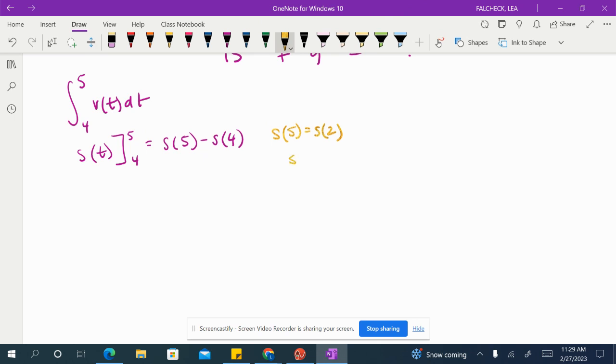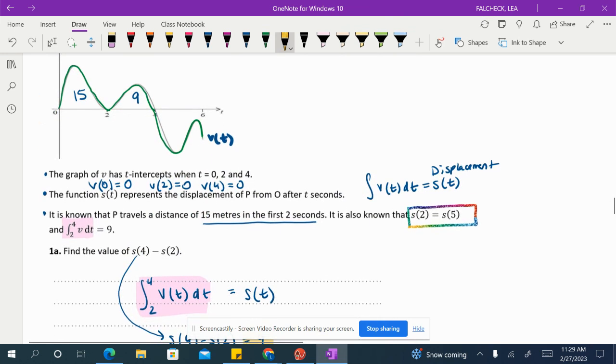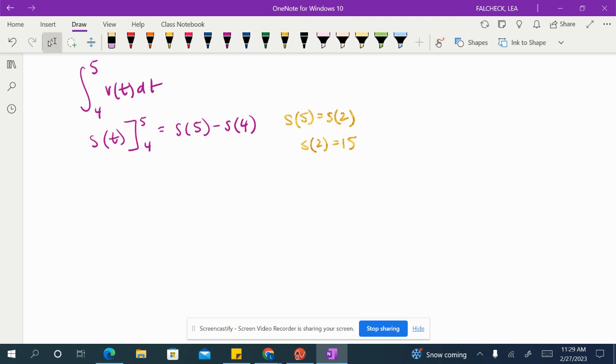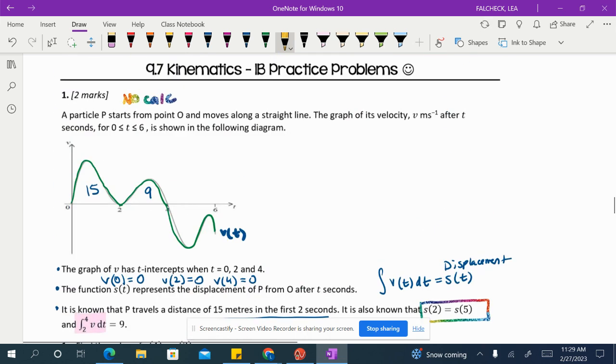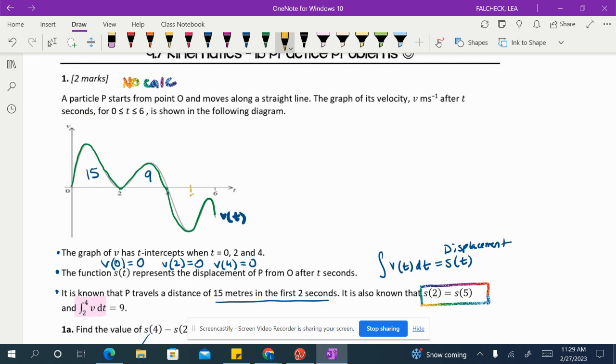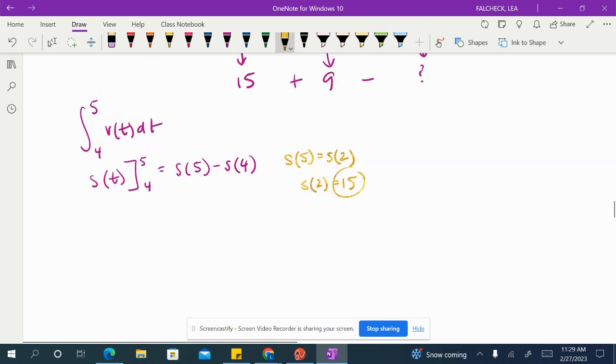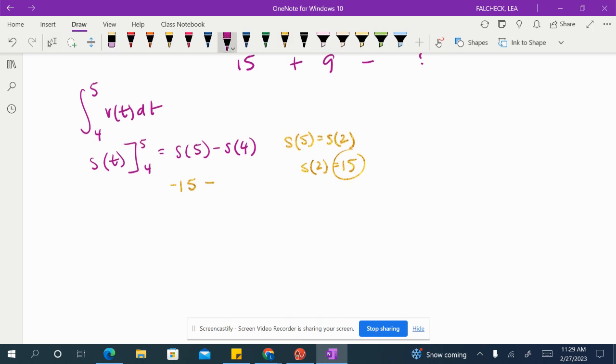We have s of 2 is equal to 15, right? They told us that the displacement from the origin after 2 seconds is 15 meters. So we know that s of 2 is 15. S of 5 must therefore be the same. It must be 15 as well. However, it's negative because it's below the x-axis, right? S of 5 would have to be negative 15. So this is going to be negative 15 minus, let's talk about s of 4.